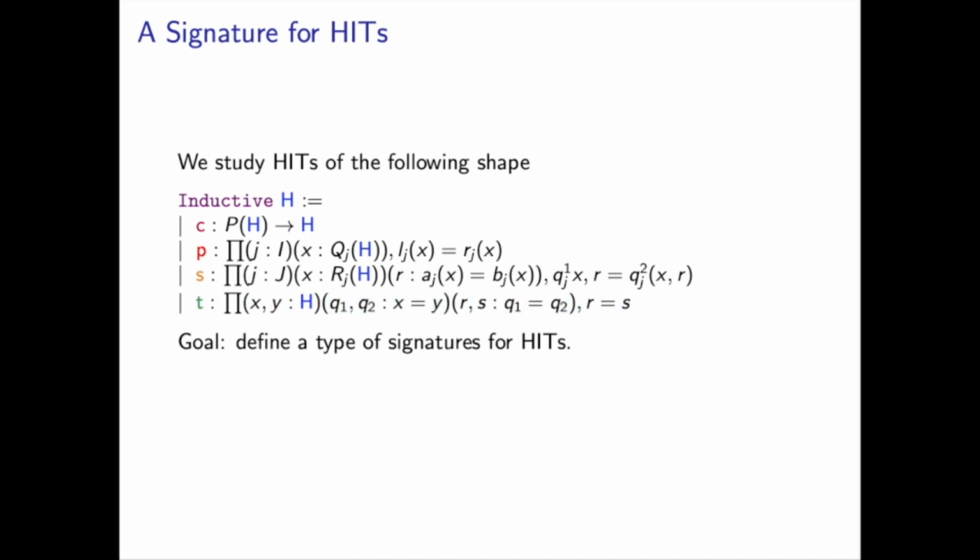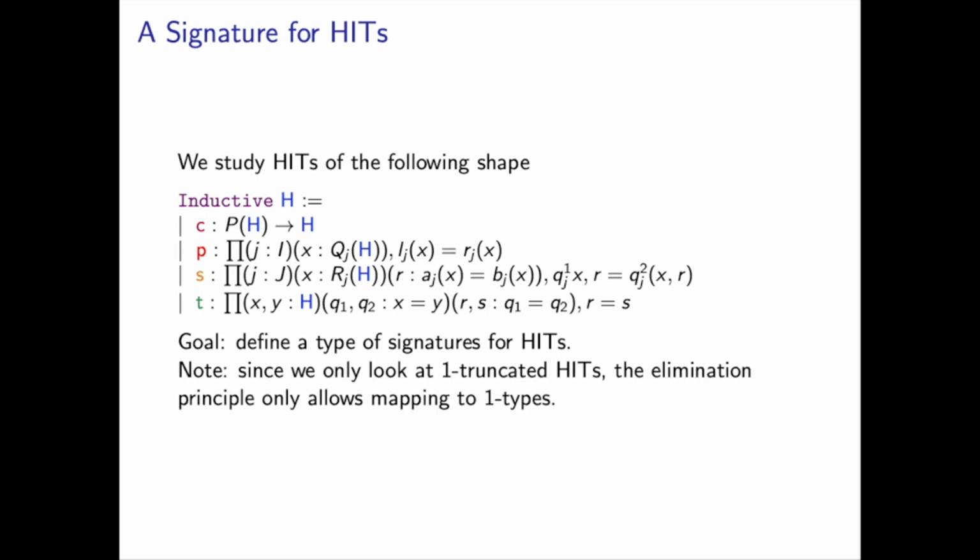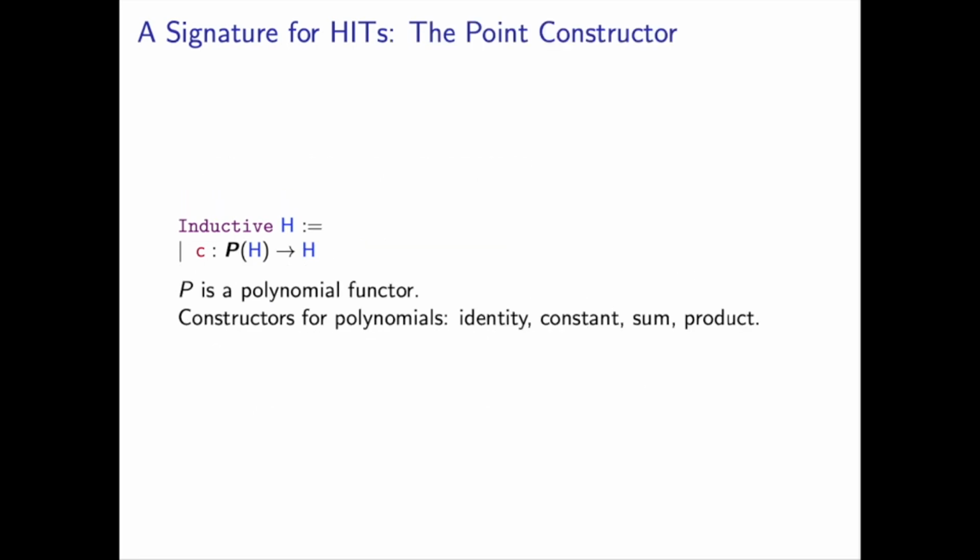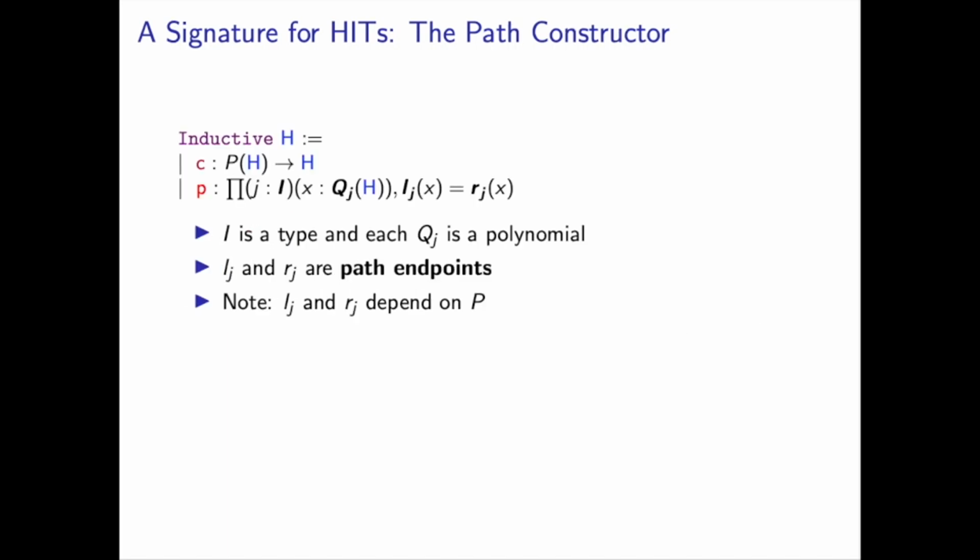Note that P can depend on C and that S can depend on P. And note that all of these constructors can be recursive. Also, due to the constructor T, we can only eliminate these types into one-types. The arity of the point constructor is specified by a polynomial functor P, and the type of codes for polynomials is defined inductively.